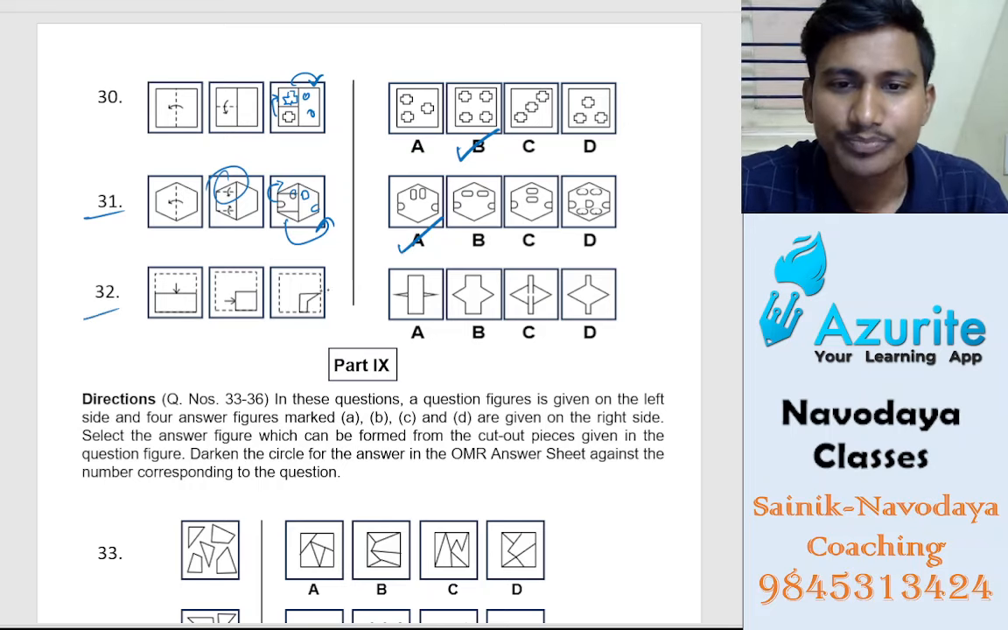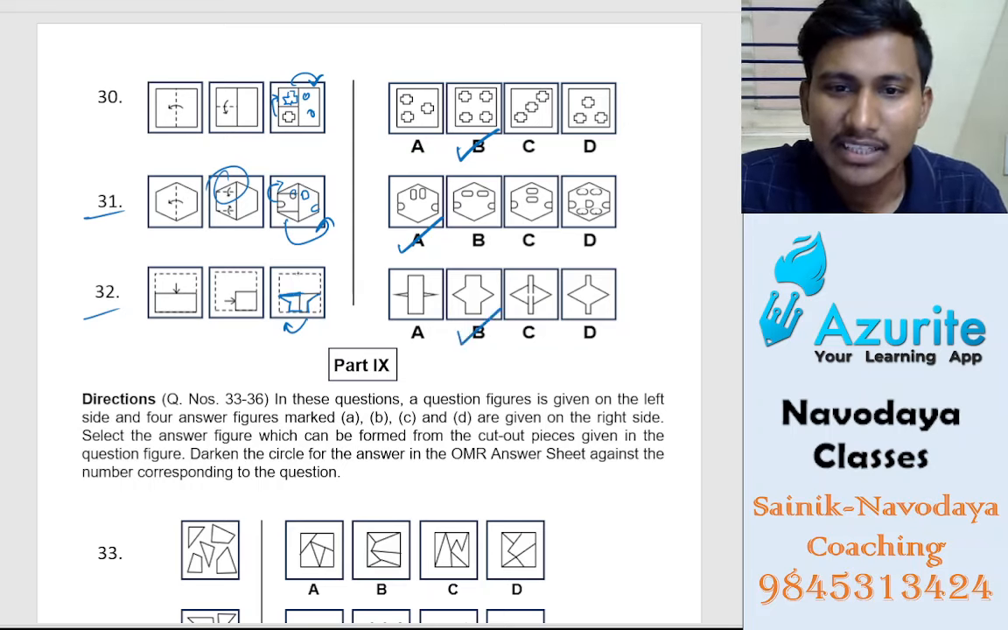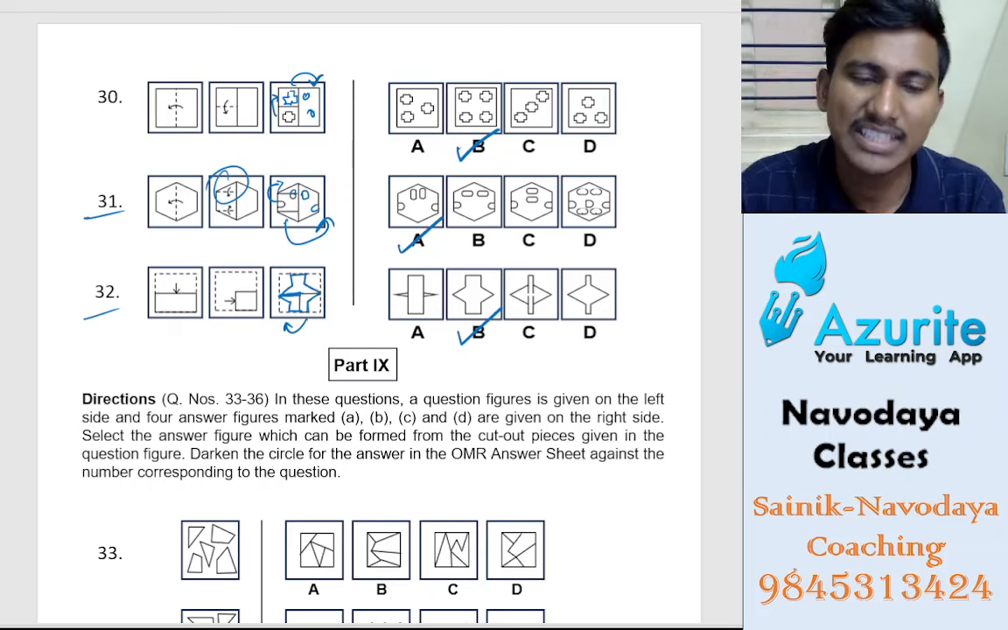Now 32, so this is there, right? If you open it this side, it will come what? That is like this, it will come. Okay, so in which figure is it there? That is option B, it is there. Okay, so then same way here also it will come like this. Okay, yes, so option B is the answer here.